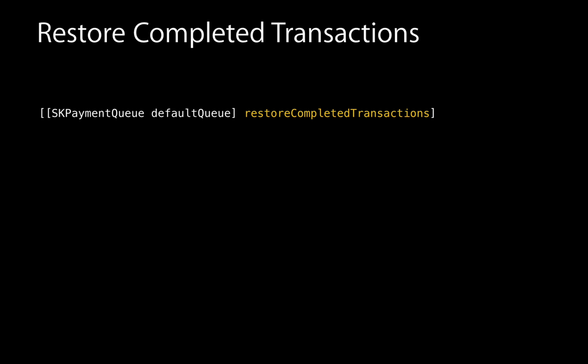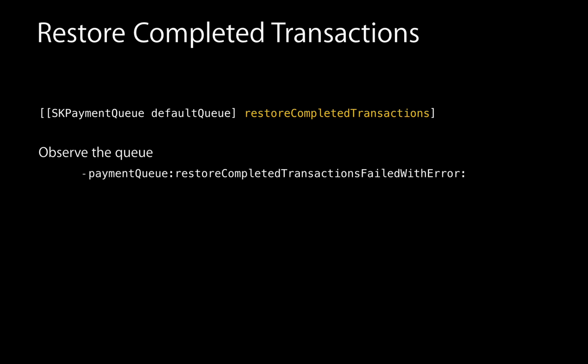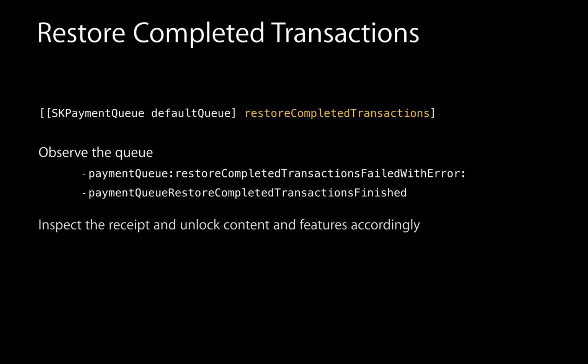But for the content types you can restore, you call SKPaymentQueue defaultQueue restoreCompletedTransactions. Now, what happens here is, of course, you need to observe the queue, because you will receive these delegate callback methods such as restoreCompletedTransactionsFailedWithError if things don't go well, or paymentQueueRestoreCompletedTransactionsFinished. At that point, you can go and inspect the receipt to know what purchases were restored, and unlock those features and content.